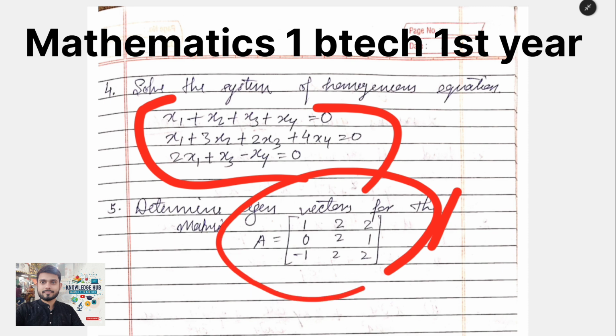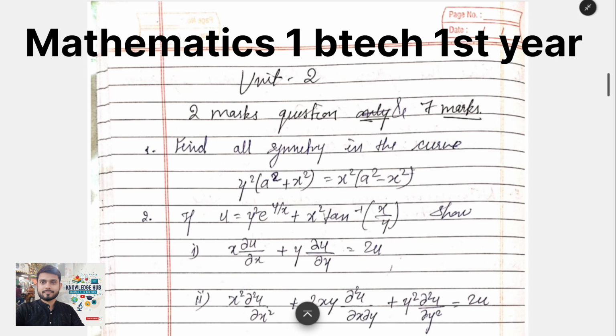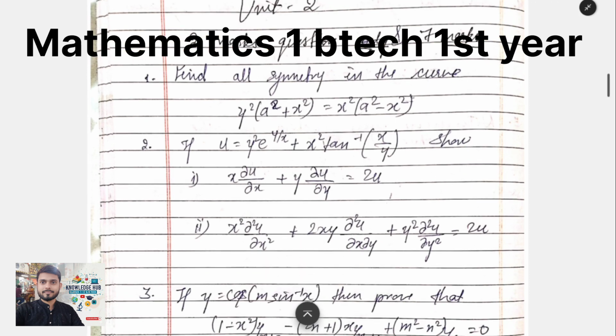This is the overall of Unit 1. Now we will proceed to Unit 2, 2 marks and 7 marks questions. Find all symmetry in the curve y squared (a squared plus x squared) is equal to x squared (a squared minus x squared).